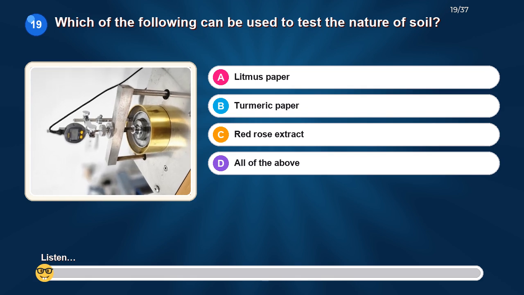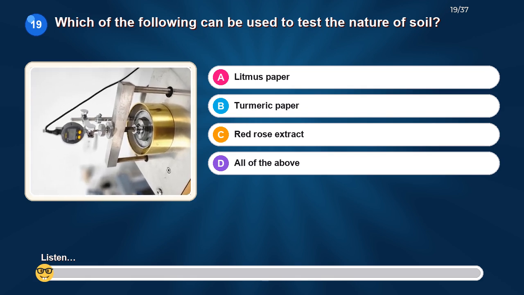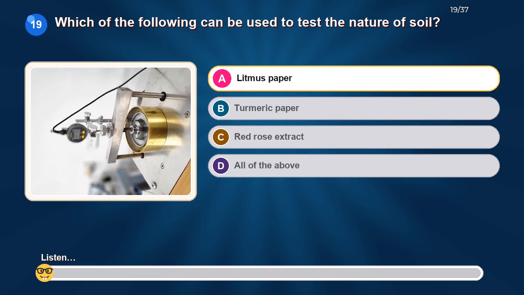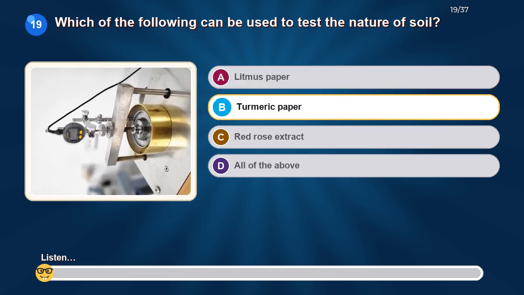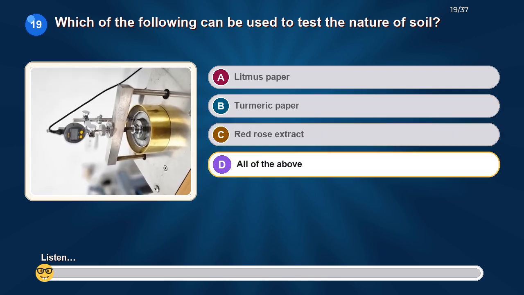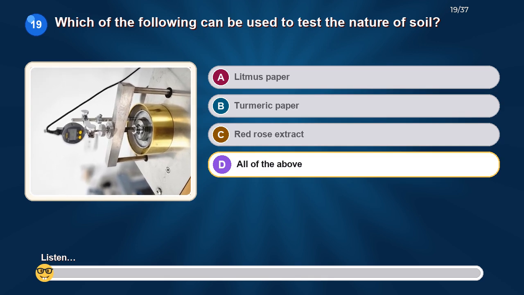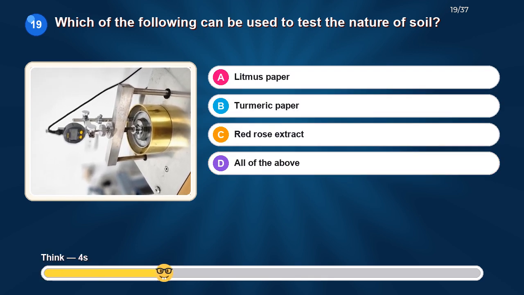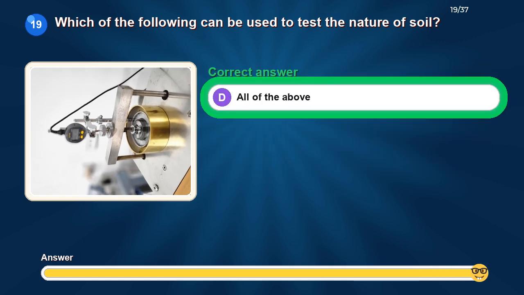Which of the following can be used to test the nature of soil? Option A, litmus paper. Option B, turmeric paper. Option C, red rose extract. Option D, all of the above. The correct answer is all of the above.